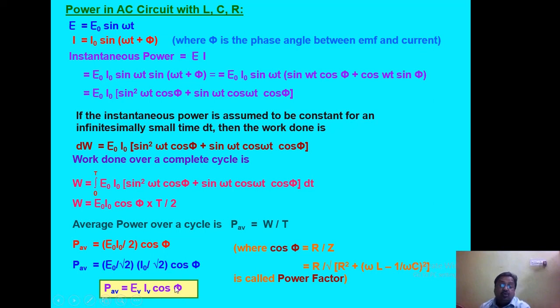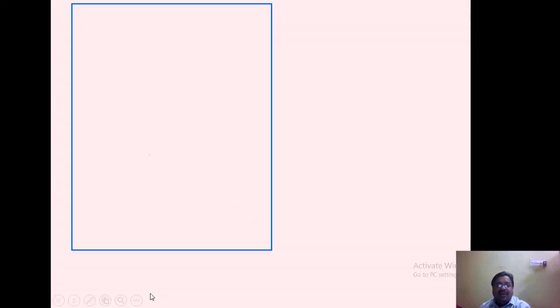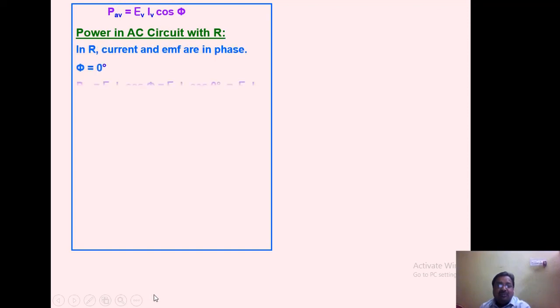Suppose cos phi is 1, then average power consumed is maximum. Cos phi is 1 if phi is 0, for a purely resistive circuit. If cos phi is 0, that means phi is pi by 2. For an inductive circuit and a capacitive circuit, cos phi is 0, power factor is 0, so average power consumed is 0.